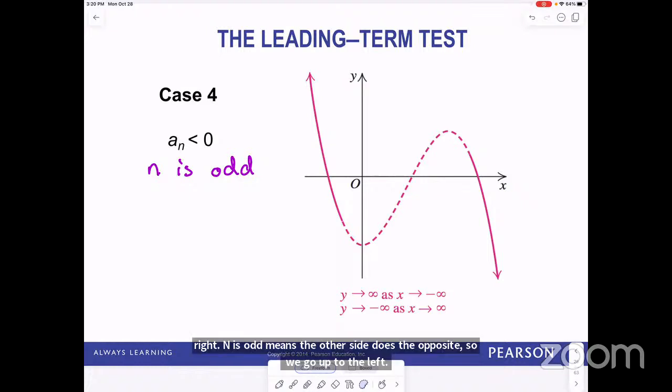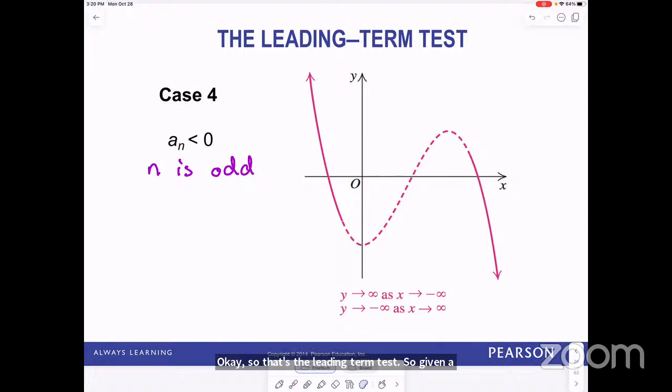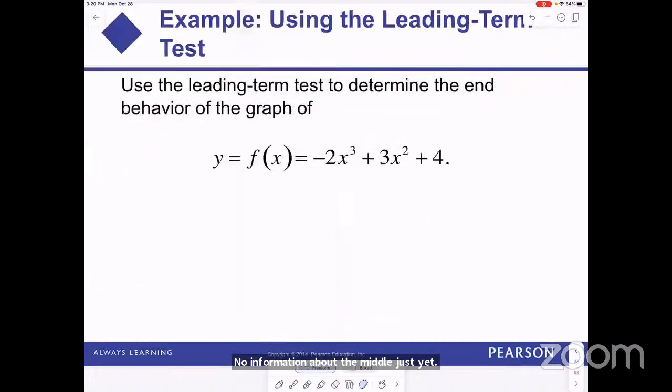So given a polynomial, once we can identify the leading term, the leading coefficient tells us about the right-hand behavior. The degree of the polynomial tells us about the other side, the left-hand behavior. No information about the middle just yet, but we know about the right and the left. Okay. So now, here, what we like to do is do a quick quiz.